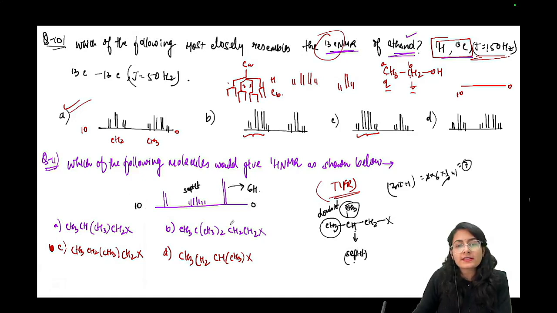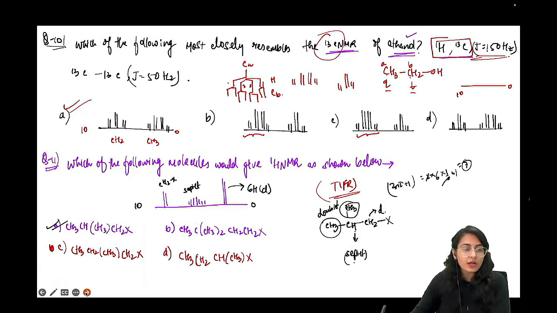This is also less de-shielded, on the 0 to 10 scale. But this CH2, which is again going to be a doublet, is more de-shielded because it is connected to the heteroatom. So this is the CH2X type of CH2. Okay, very nice. Very nice.